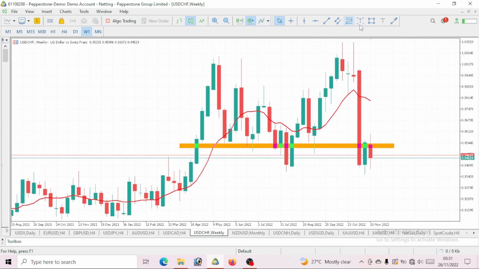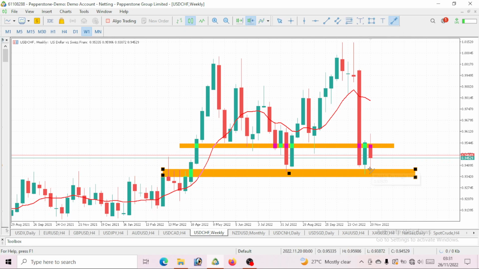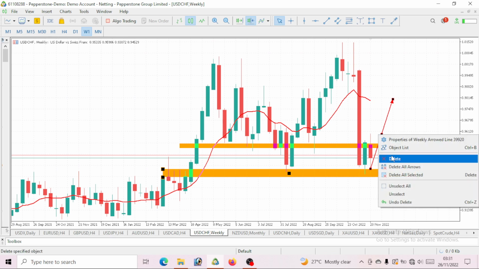So let's align some levels here. You can see price reacted to this level. So price reacted to this level. So price reacted to this level, right? So we're very much likely to have a reaction at this level. Price will continue to go up, right?